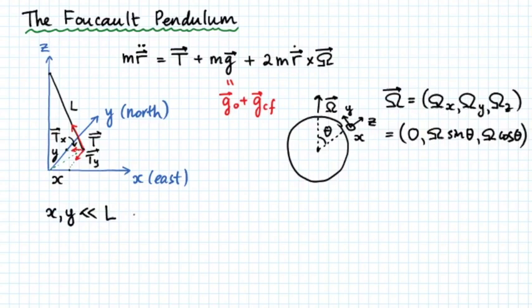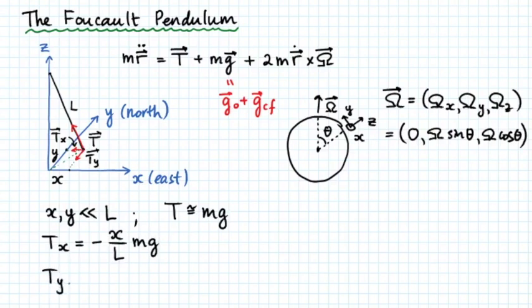Next, we consider small angle oscillations, x and y much less than the length of the pendulum L. In which case, we know that the tension will be approximately given by mass times g. Or in terms of components, Tx will be given by minus x over L, that's the angle in small angle approximation, times mg. And similarly, for Ty, it will be minus y over L times mg.